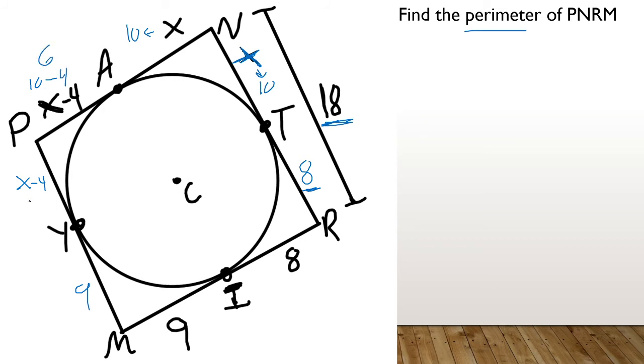And if that's 6, well, then this is also 6. So again, once you figure out one piece, it just kind of snowballs into the other pieces there, because everything just kind of clicks, click, click, click. And then to get the perimeter, you just add them all up.